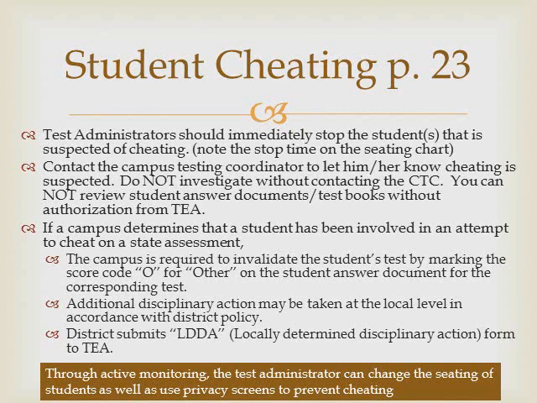If a campus determines that a student has been involved in an attempt to cheat on a state assessment, the campus is required to invalidate the student's test by marking the score code O for other on the student answer document for the corresponding test. Additional disciplinary action may be taken at the local level in accordance with district policy. The district must submit an LDDA, locally determined disciplinary action forms, to TEA.